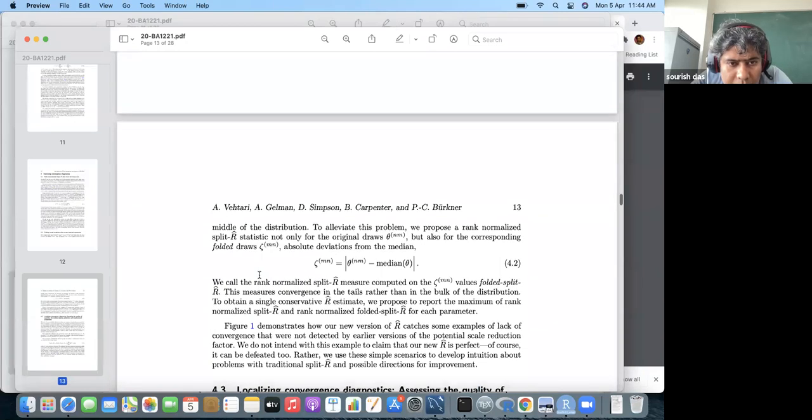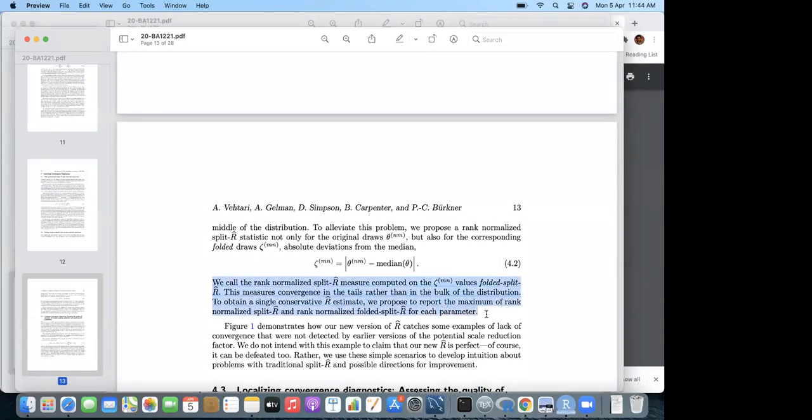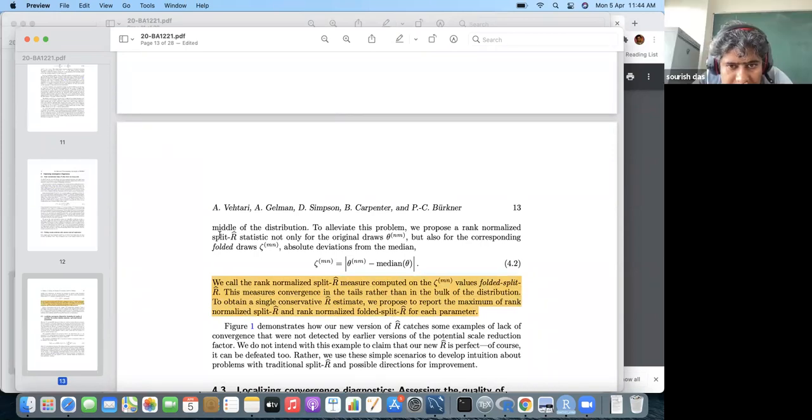So why is this working? It wasn't clear for the rank normalized either, but they've given references at least. There are no references here either. We call the rank normalized data measure computed values folded split R hat, this measures convergence in the bulk of the distribution to obtain a single conservative estimate. We propose to report the maximum of rank normalized split R hat.